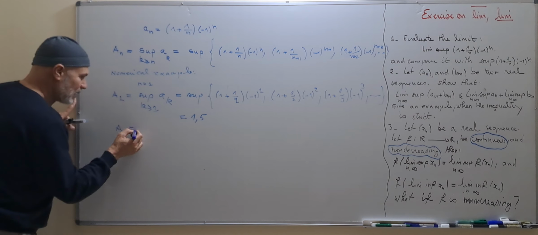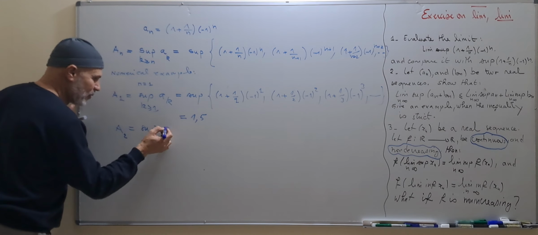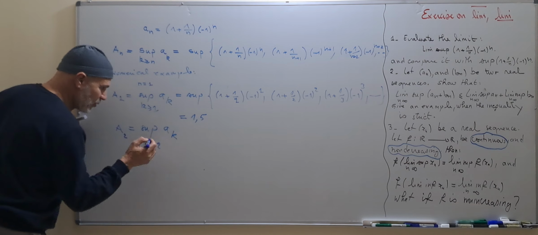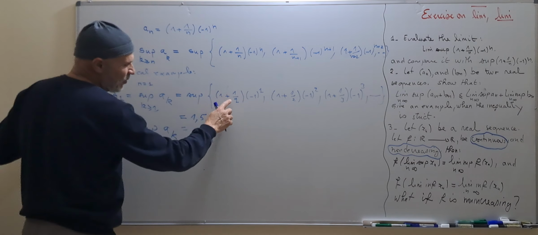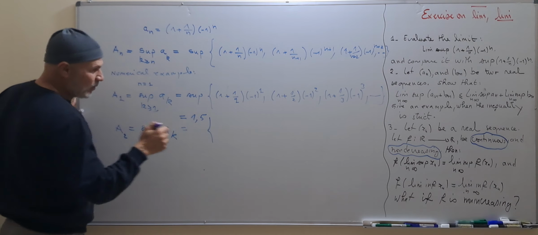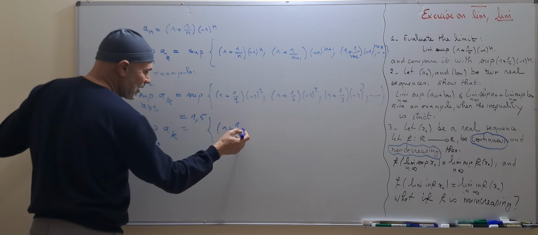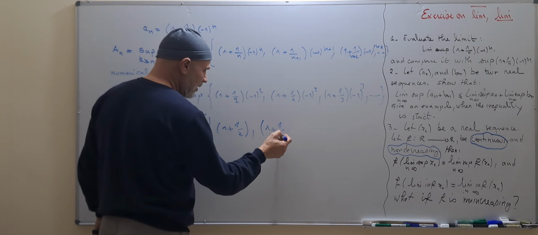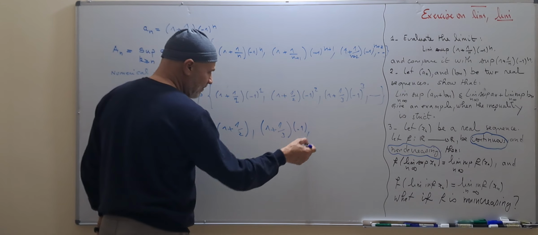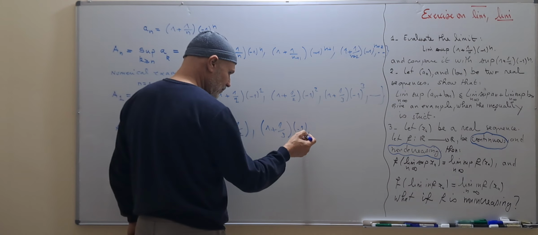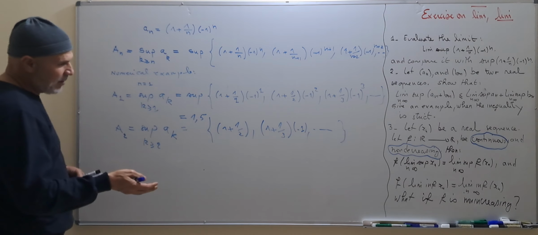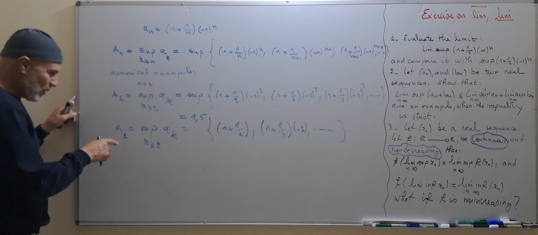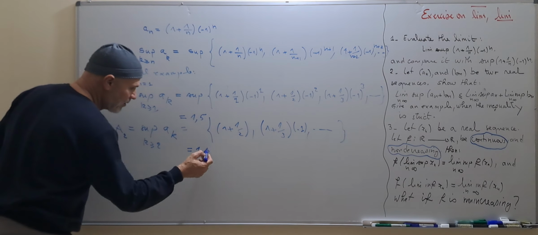A2 is defined by the supremum of a_k, k greater than or equal to 2, which is equal to, we consider the first term because we start from 2, then we have 1 + 1/2 times (-1)^2, then 1 + 1/3 times (-1), and so on. The terms alternate between positive and negative. So once again, this is equal to 1.5.